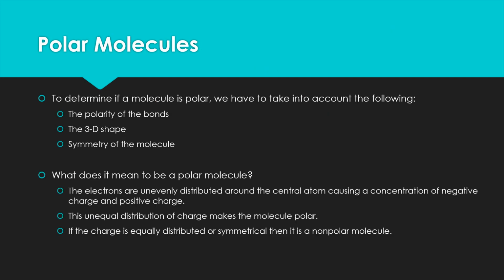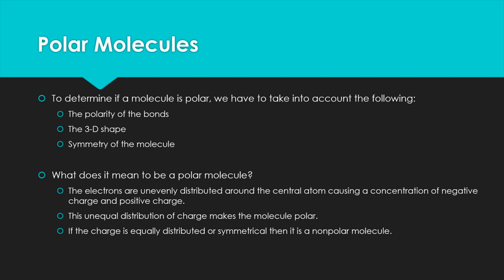So now we are going to expand this from individual bonds to looking at entire molecules and their polarity. To determine if a molecule is polar, we have to take into account multiple things. The polarity of the bonds, which we've analyzed so far, being able to draw those dipoles on the bonds, the 3D shape, which we've now looked at, and if there's symmetry in the molecule. Are the dipoles symmetrical, reinforcing each other, or are they canceling each other out?